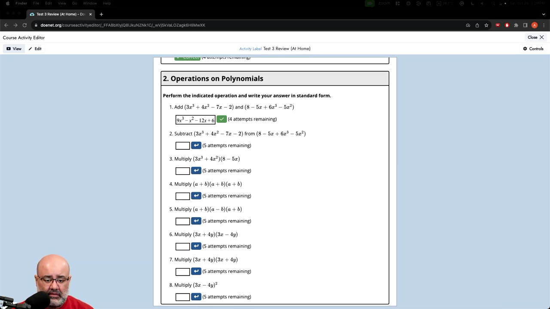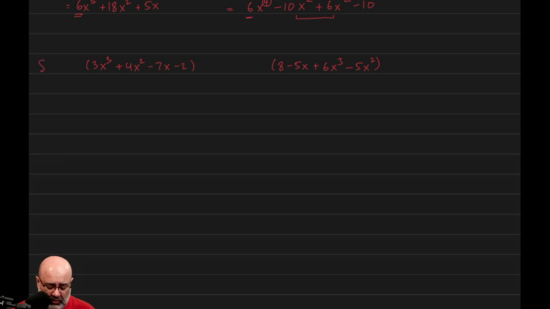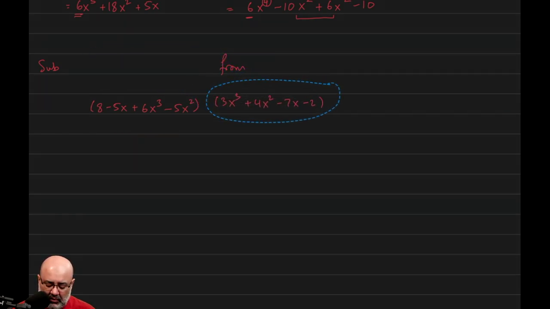Minus 7x minus 2. And the other polynomial is 8 minus 5x, 6x cubed minus 5x squared. So the question is to subtract this from this. And whenever that's the case, the thing that's after the "from" has to go first, and the thing that is before the "from" has to go second. And we put a minus in the middle.